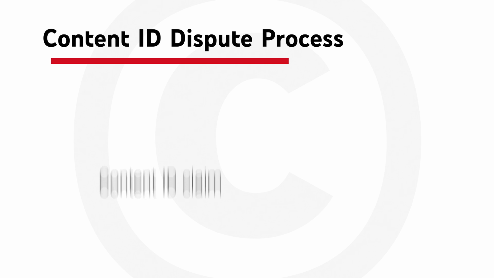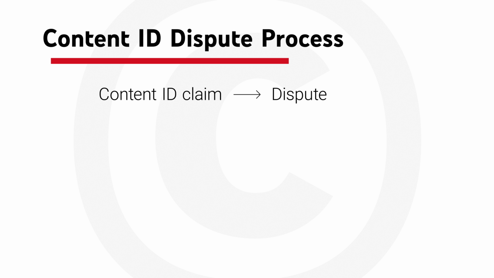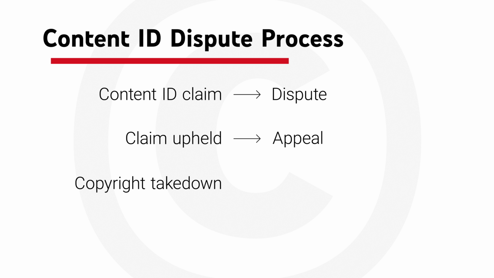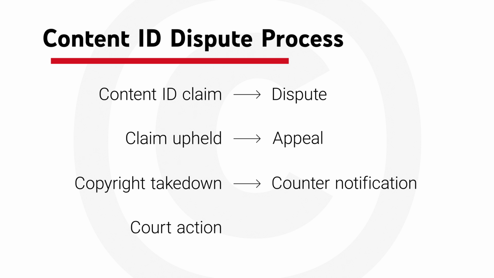Here's a recap of the process. First, you receive a Content ID claim. Then you can choose to dispute the claim. Then, if they uphold the claim, you can choose to appeal. From there, the copyright owner can submit a copyright takedown. If you're still confident that you have the proper rights, you can submit a counter notification. This would force the copyright owner to take court action to keep the content down.